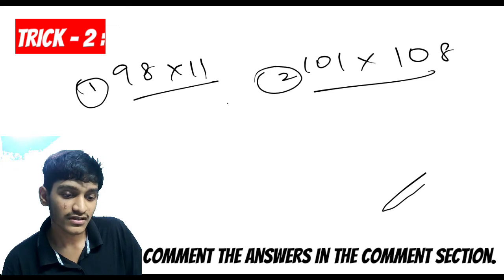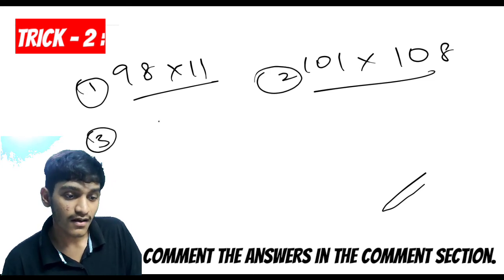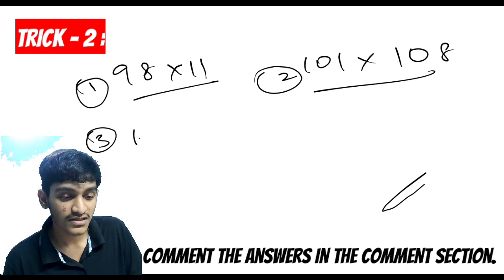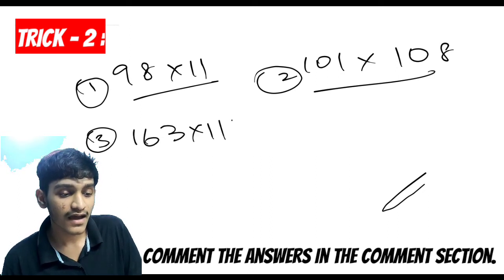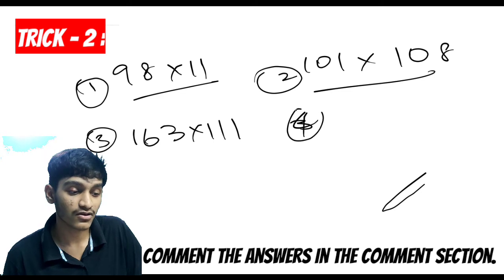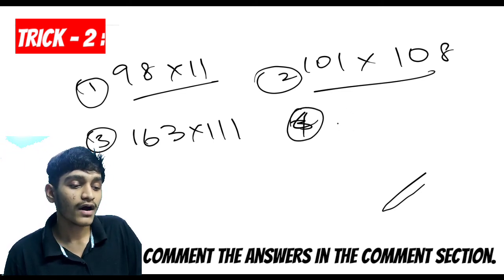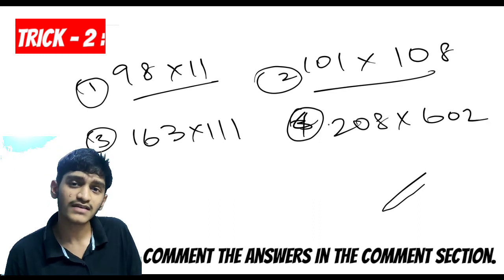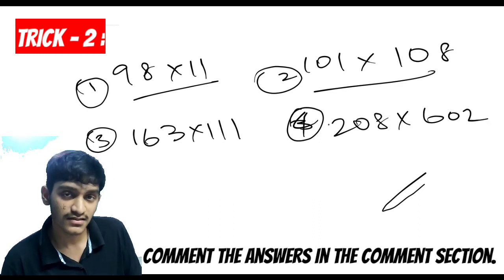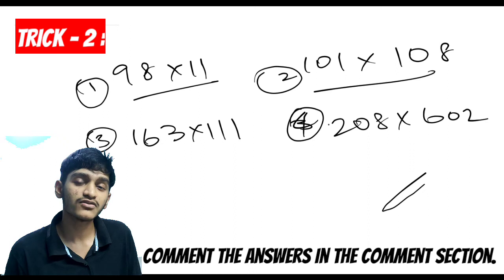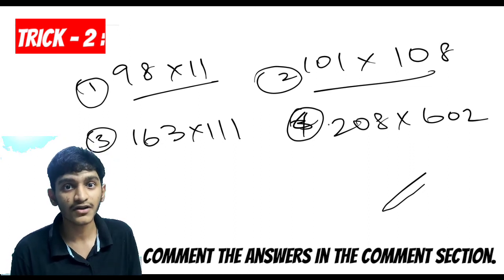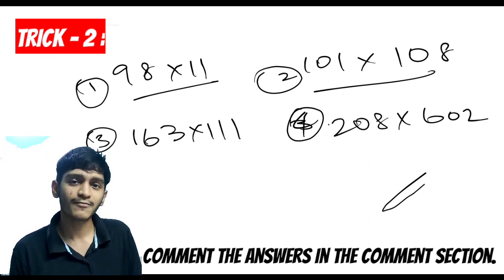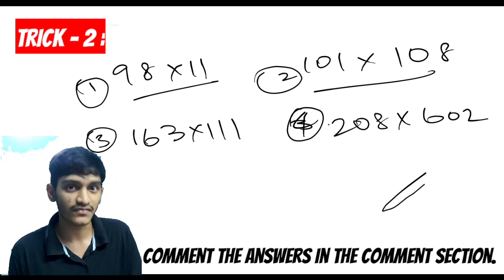As for your third question, this would be of type 1, or trick 1. I expect you to solve 163 times 111. And as for the fourth question, I expect you to solve 208 times 602. You have to solve all these 4 questions, and if you can, write the answers in the comment section, and only solve these using the trick I have specified earlier in the video, because it is better practice for you and you can memorize the trick right away.